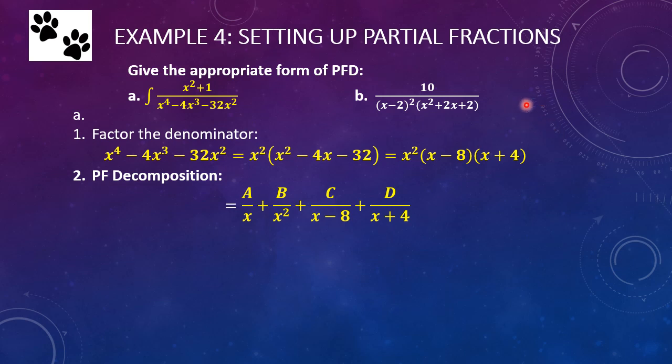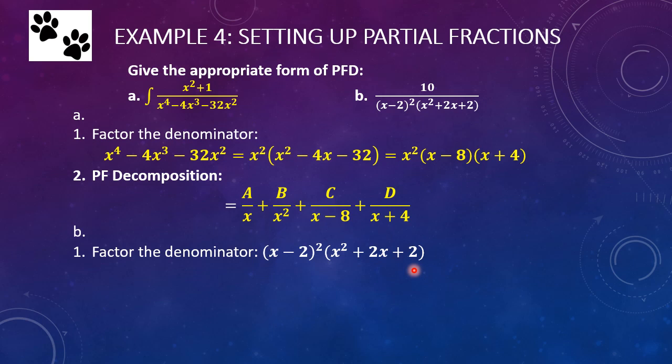So now let's look at part B. The denominator is already factored. There are no factors of x squared plus 2x plus 2 which would factor the quadratic. So this is an irreducible quadratic function, x squared plus 2x plus 2. There are no real number factors for this. So we have a repeated linear function, and then we have an irreducible quadratic function.